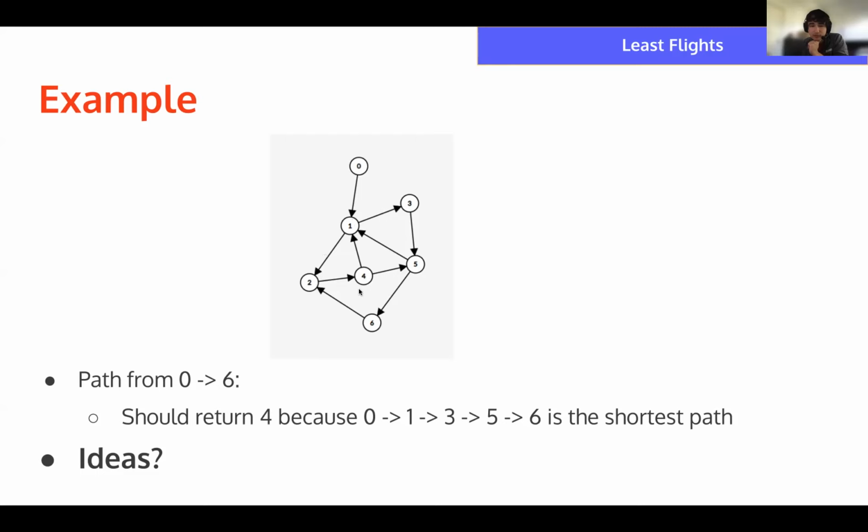4 we can go to 1 or to 5, and then first of all, if we go to 1, then we'll have a cycle, but presumably we'll mark it as visited, so we'll skip that. 4 to 5 to 6. So I think if we do depth first search, the first path we'll find goes 0 to 1 to 2 to 4 to 5 to 6.